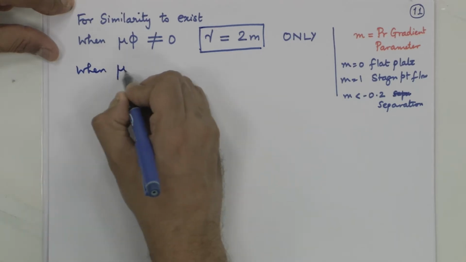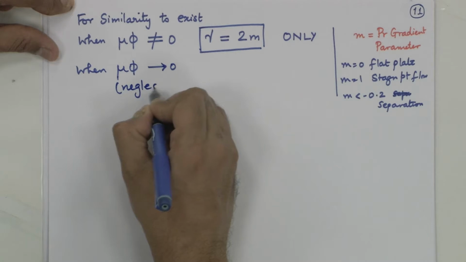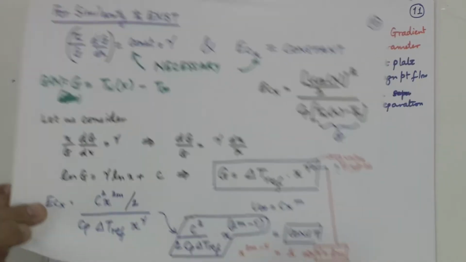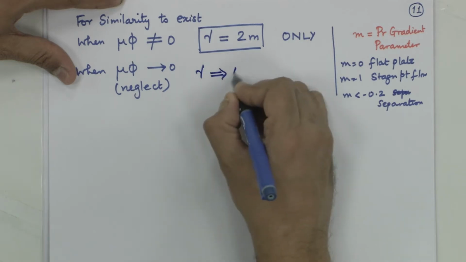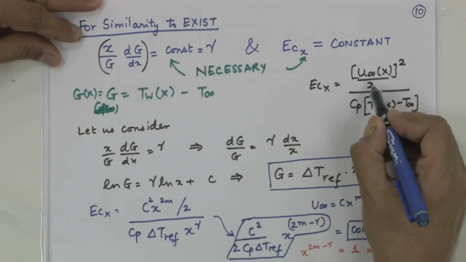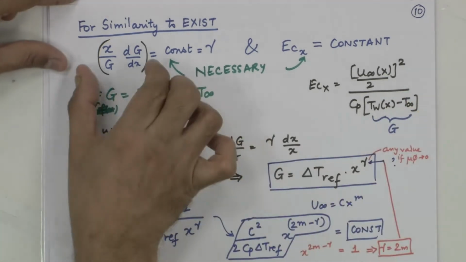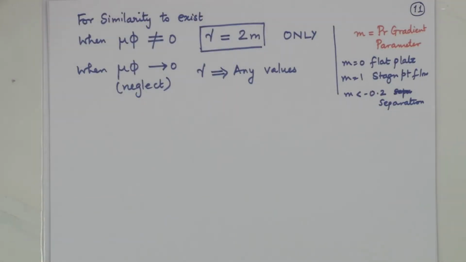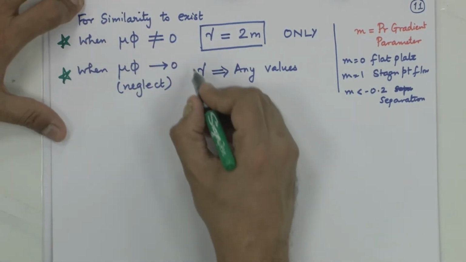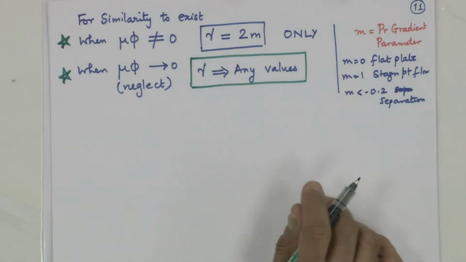If viscous dissipation is equal to 0 or we neglect it, that means you're talking of low speed flows where this is neglected. From this we can say that gamma can take any arbitrary values. Again, we are not saying that u infinity is a constant or T wall is a constant. We are saying this ratio, which has a complex dependency on u infinity and Tw, like u infinity squared over Tw(x) minus T infinity, whatever be the functional form, should be constant. Based on this, viscous dissipation being present, your gamma should be equal to 2m. When viscous dissipation is neglected, gamma can take any value for similarity to exist.